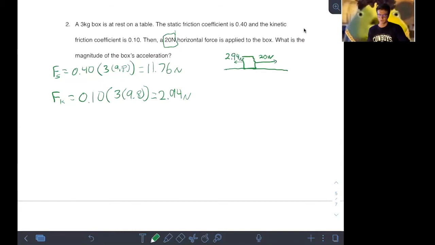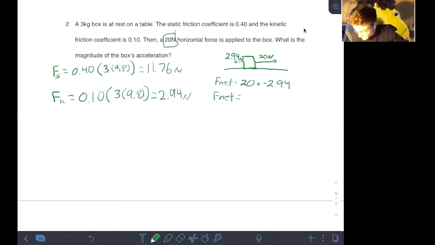Okay, so now when we do our F net equation, that equals 20. Let's say 20 is in the positive direction, plus a negative, so that's a negative direction, 2.94, right? Because it's negative, it's in the opposite direction. So then our F net equals, in this case, 17.06 newtons.